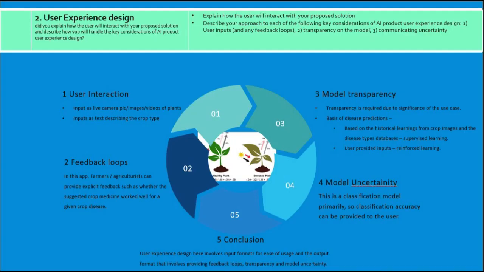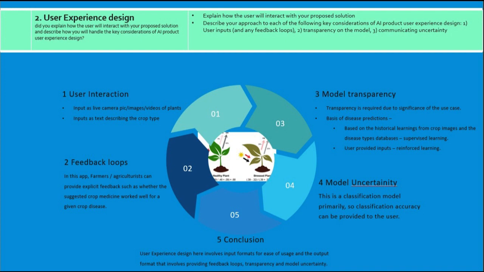So the next step in the project is the user experience design. How will we explain the user interactions, are we defining the user inputs, the transparency in the model, and are we communicating uncertainty in the model? In this product that I've considered for detecting the plant diseases timely, the user interaction will be an input through a live camera where the user will upload the picture or image, or even the video of the plants as an input, or it could also be a text describing the crop type and health of the plant.